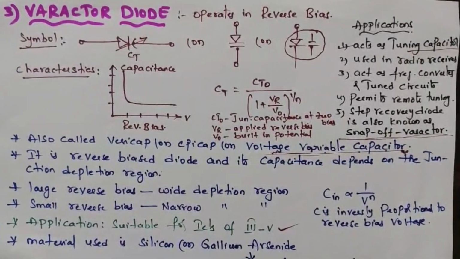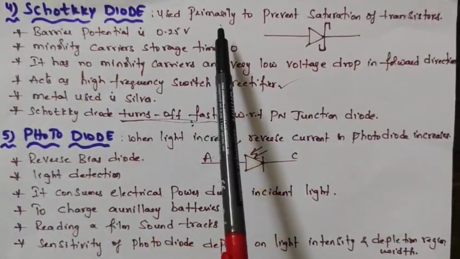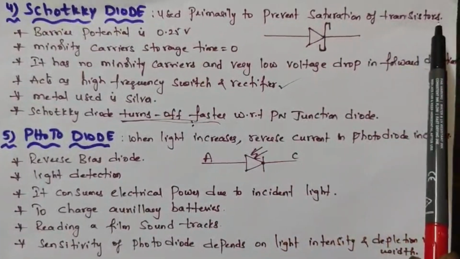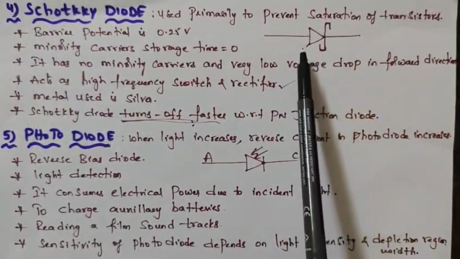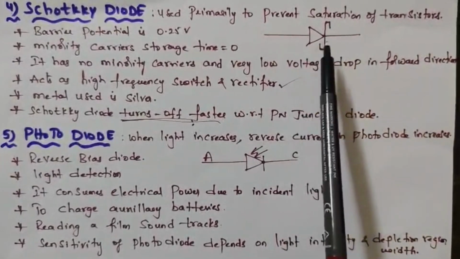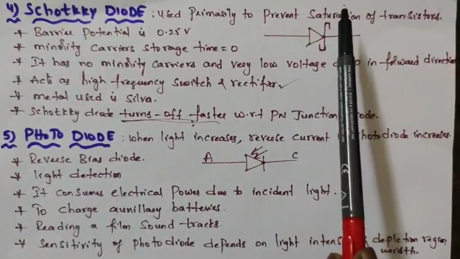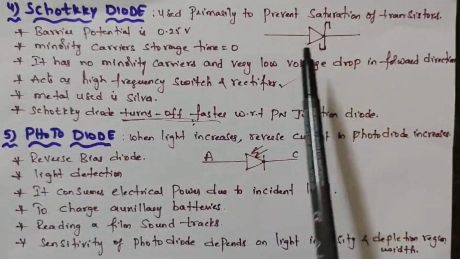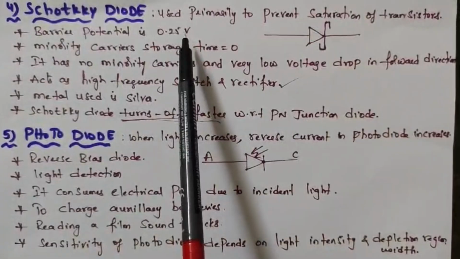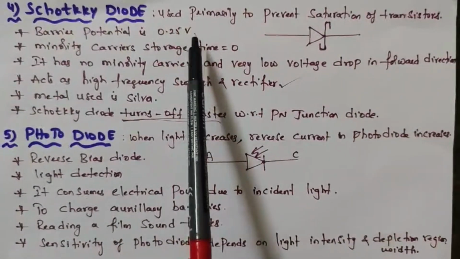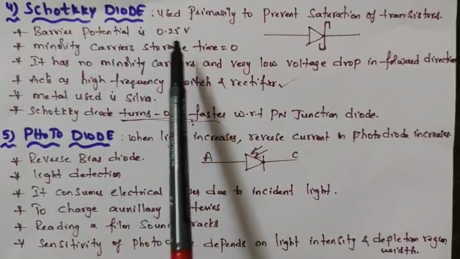Now we will discuss the Schottky diode. It is used primarily to prevent saturation of transistors, and this is the symbol of the Schottky diode. It is similar to the PN junction diode, but you need to draw it with an S shape. Okay, it becomes the Schottky diode. So the barrier potential is 0.25 volt, and for silicon it is 0.3. That's why the barrier potential is 0.25 in the Schottky diode.